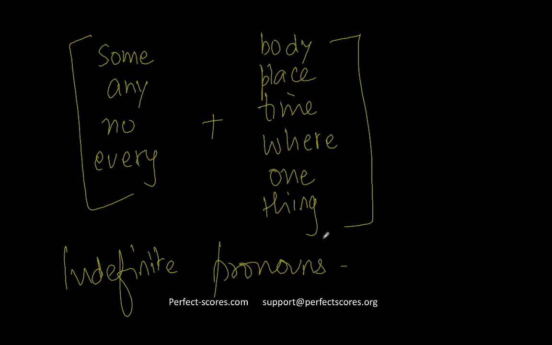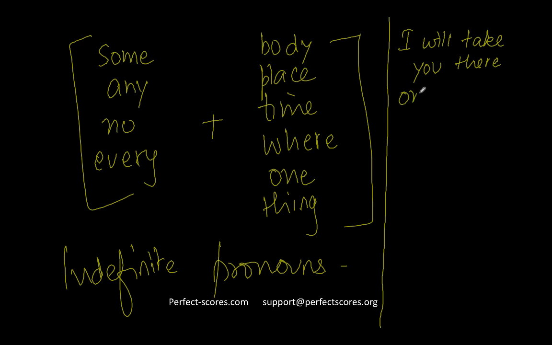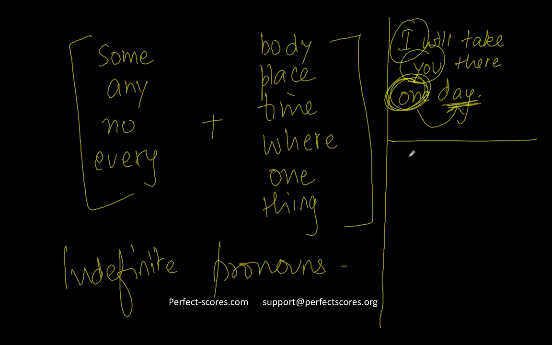Alright, let's take another example where these pronouns are actually used as adjectives. For example, I will take you there one day. There are three pronouns in this case: I, you, and one. But look at this. The last one is actually describing a noun. And what do we call those words that describe nouns? We call them adjectives. So one is being used as an adjective here.